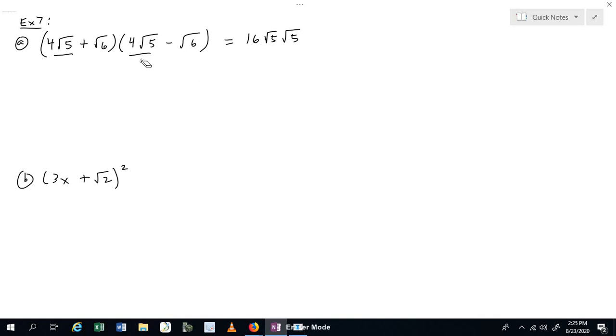Okay. And now the outer, notice it's going to be a negative. And then 4 times the square root of 5 times the square root of 6. Okay, and now the inner, 4, and then the square root of 6 times the square root of 5. The order doesn't matter.